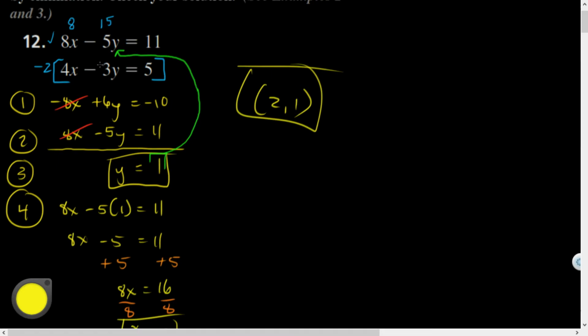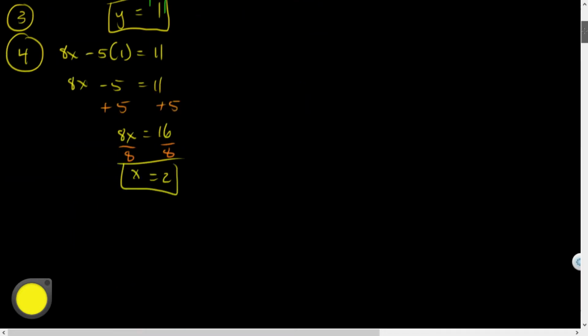Even if I chose to solve this by substitution, I'd get the same answer, except the bad news would be I would have created so many fractions to use substitution here. Question, comment? Yeah. All right.